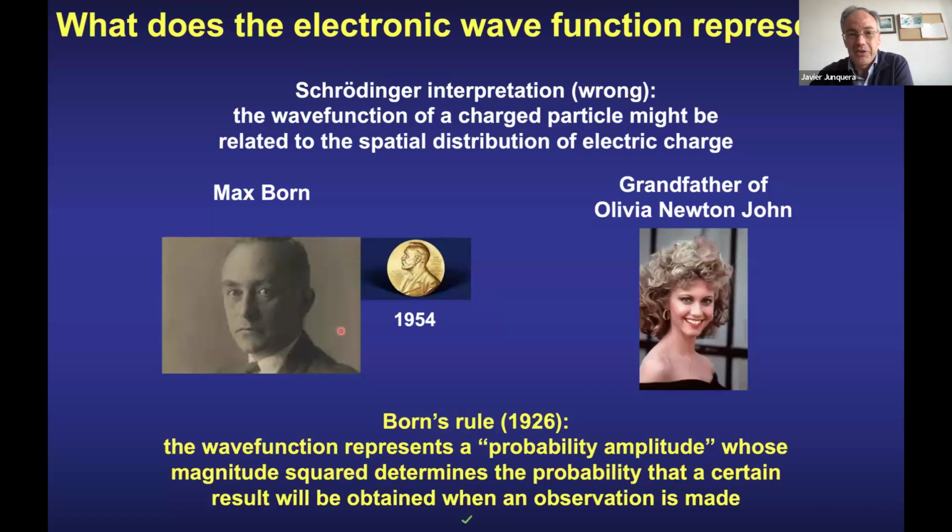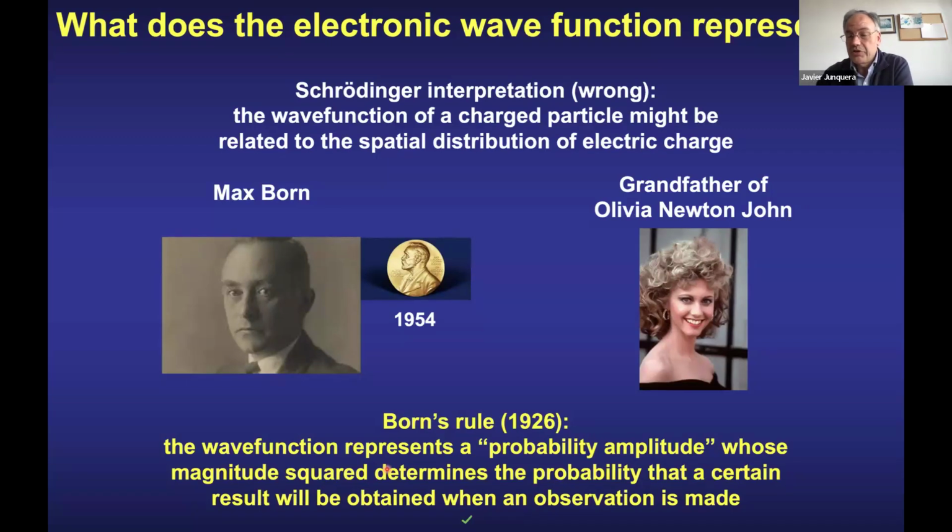So what is the interpretation of the wave function? That's what is called Born's rule. As I was describing briefly before, the wave function represents a probability amplitude: how large is the probability of finding the electron in a given space. In particular, it is the magnitude square of this wave function that determines the probability that a certain result will be obtained when a measurement of an observable is made.